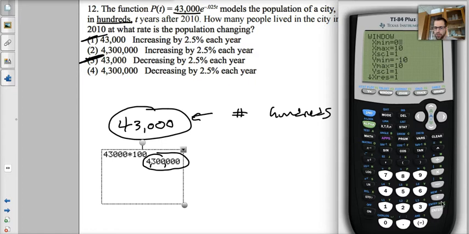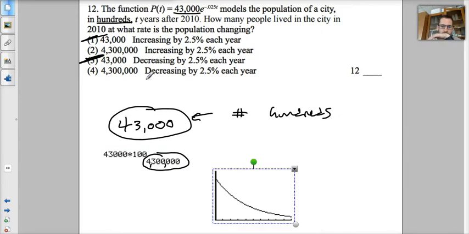All right, and now I'm going to adjust my window settings. I'll set my x max to 10 because at the time we can look at it for 10 years. That's fine. My y min, 0 people. My y max, I'll say 50,000, and we'll graph it. Yeah, and sure enough, this thing is decreasing. So there's a graph of my function. It is decreasing by 2.5% each year.